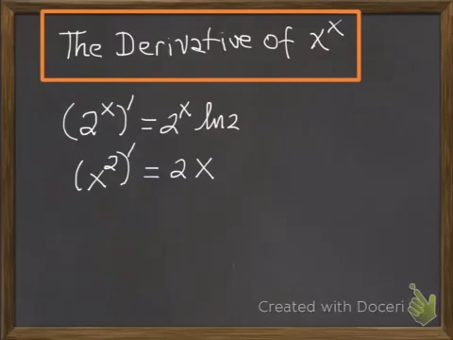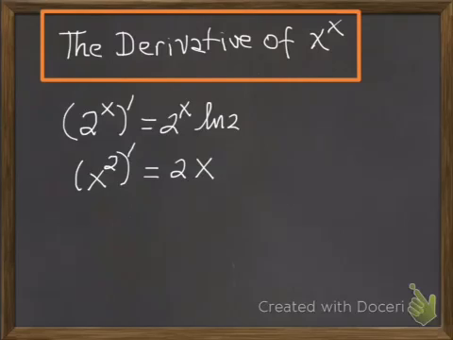But the question now we are going to deal with is what happens if the base is a variable and the exponent is a variable. So in this case, we cannot use either of these techniques. So therefore, there will be another way to find the derivative of x to the x.